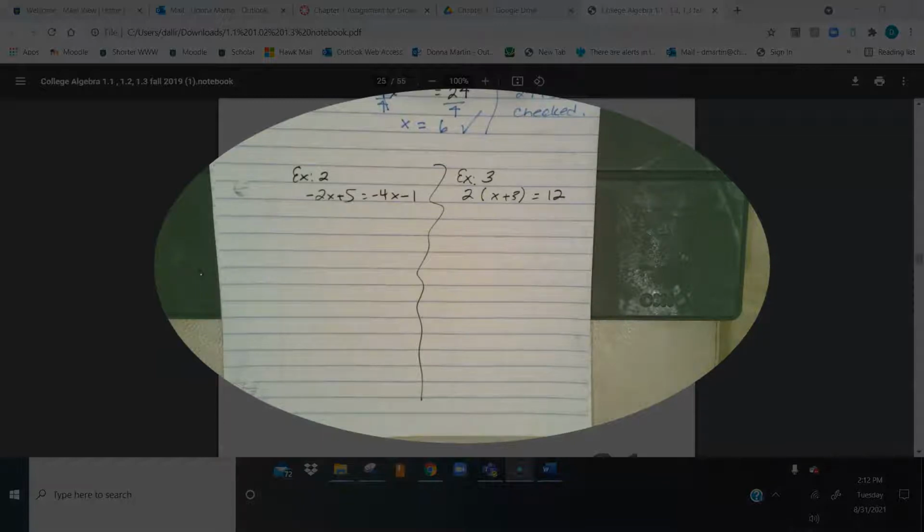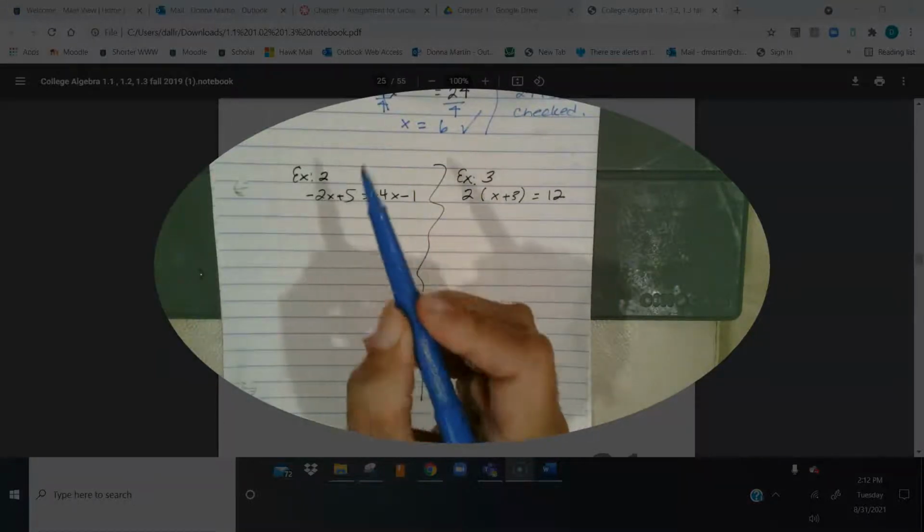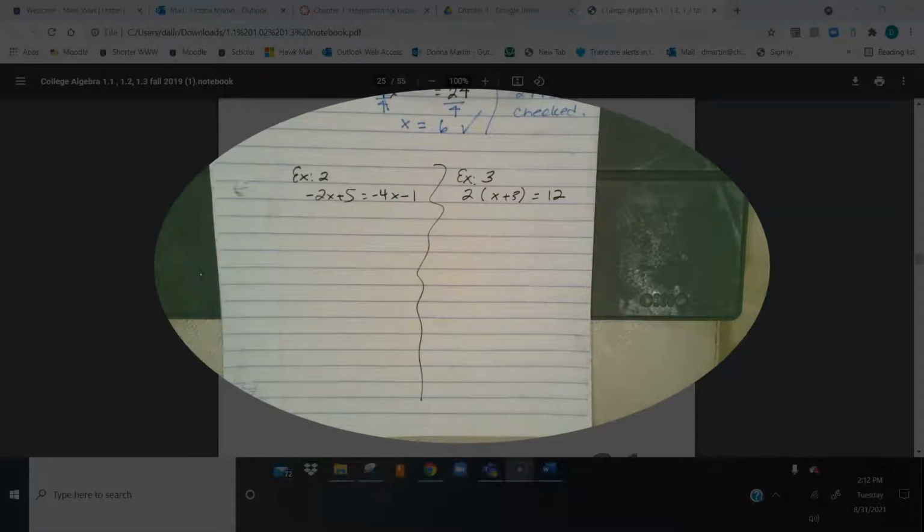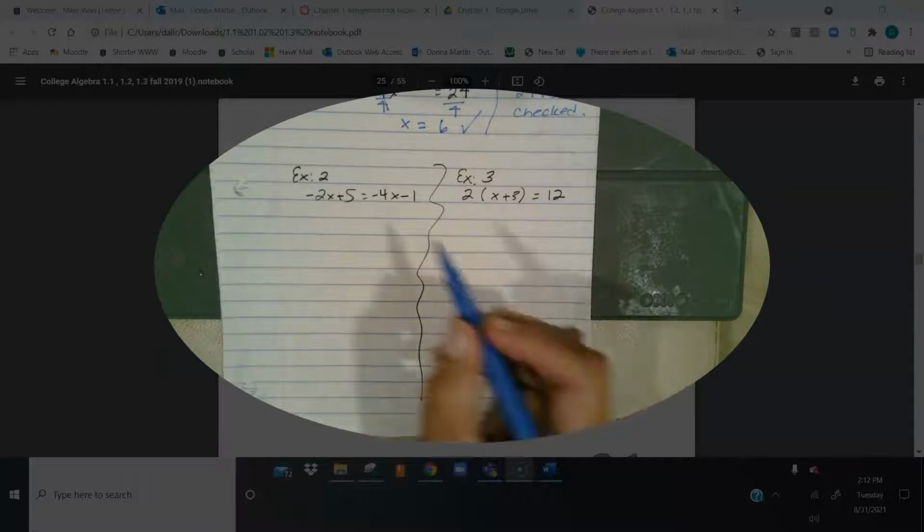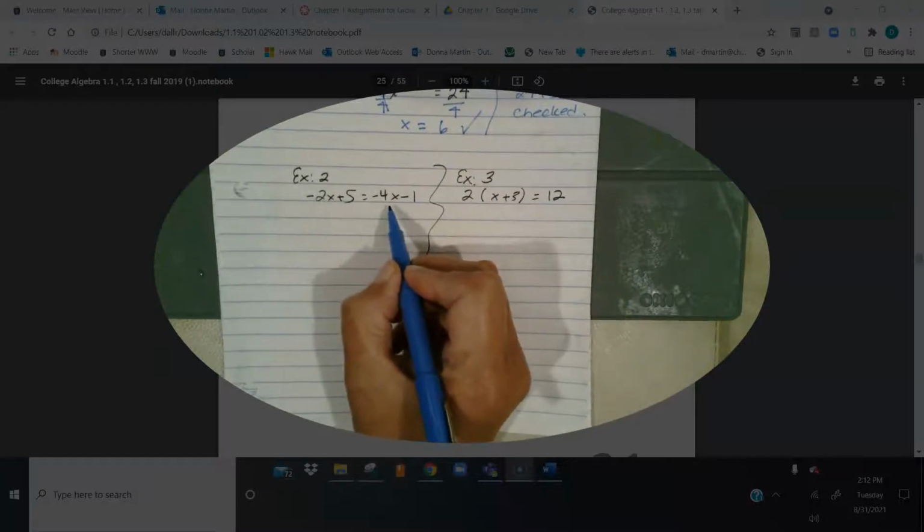In order to work the problem, I want to collect the constants with the constants and the linear terms with the linear terms. I always start with the smallest constant. That may not be your pattern. That's what I do. It's how I think. So the smallest linear term is negative 4x.